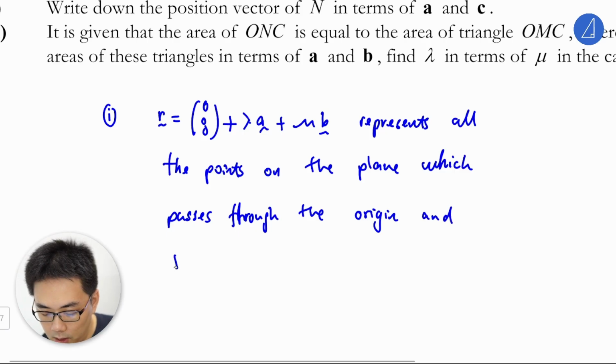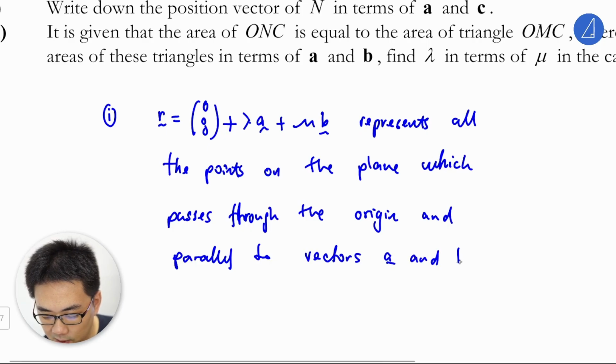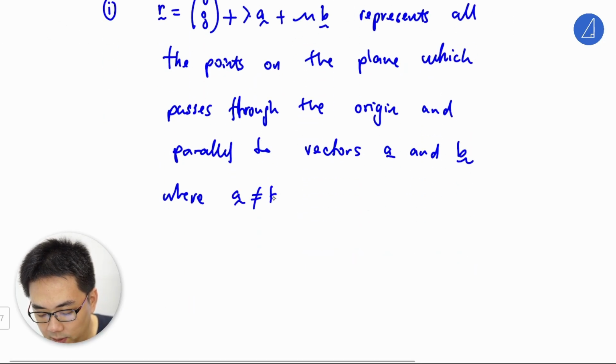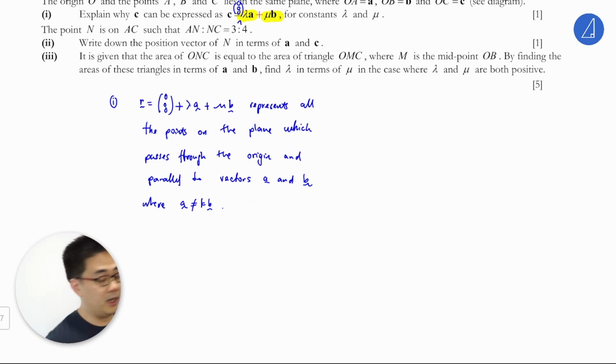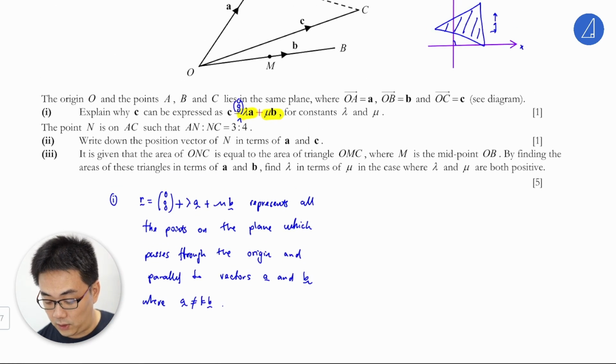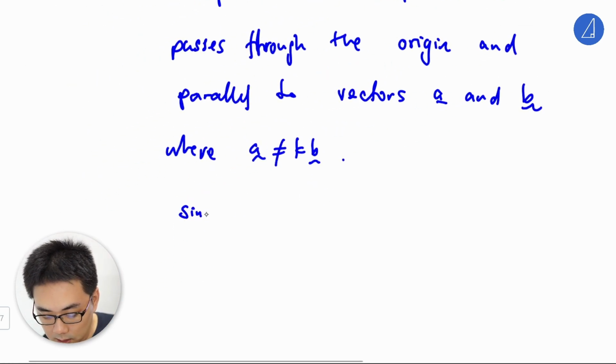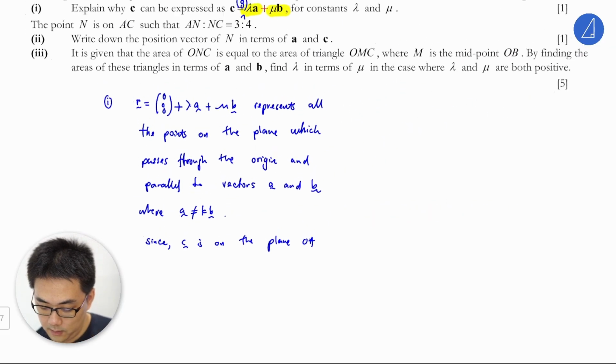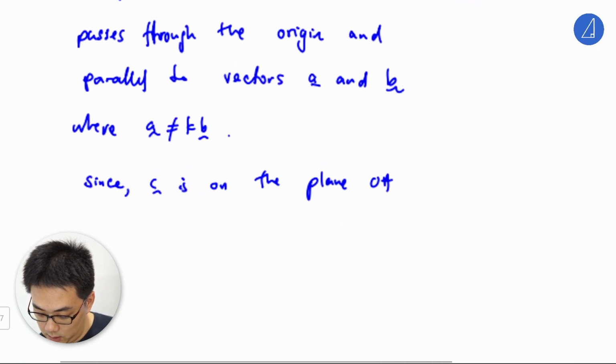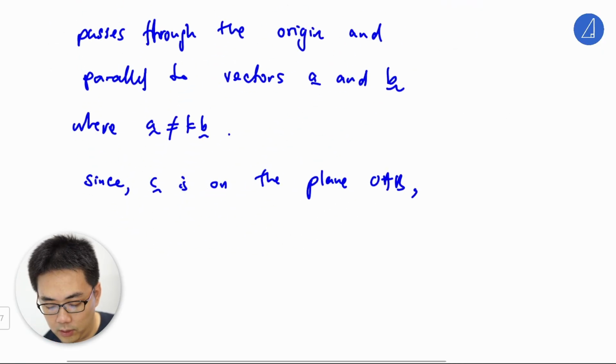This plane is parallel to vectors A and B, but the important thing is that A is not parallel to B. Since C is on the plane, OA, OB and OC are coplanar. The 1 mark is for the coplanar.